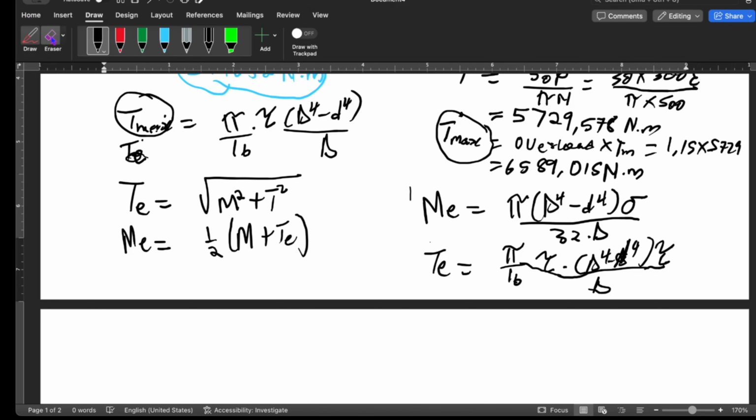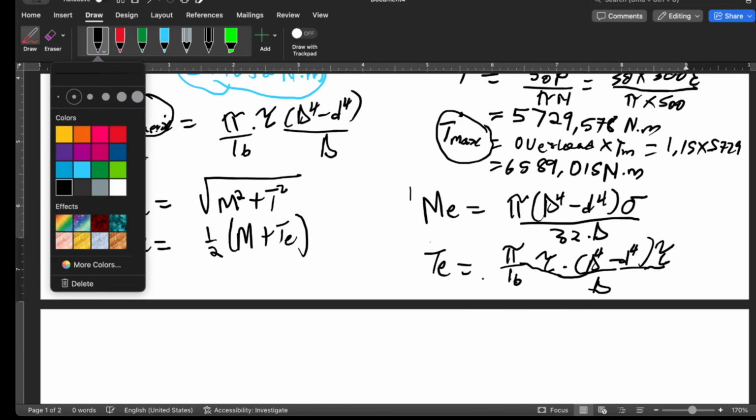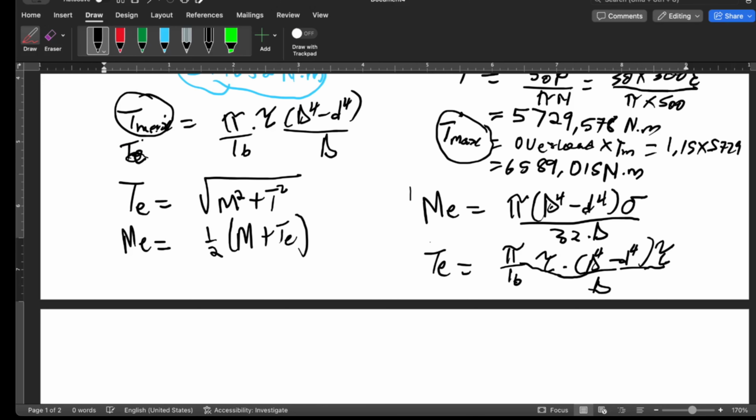Which of the two am I supposed to use? The small one. How do I know which one is the small one? I have this diameter and this diameter. I'm asking which formula will I use? Should I use the ME or should I use the TE to calculate diameters? The ME. Why ME?